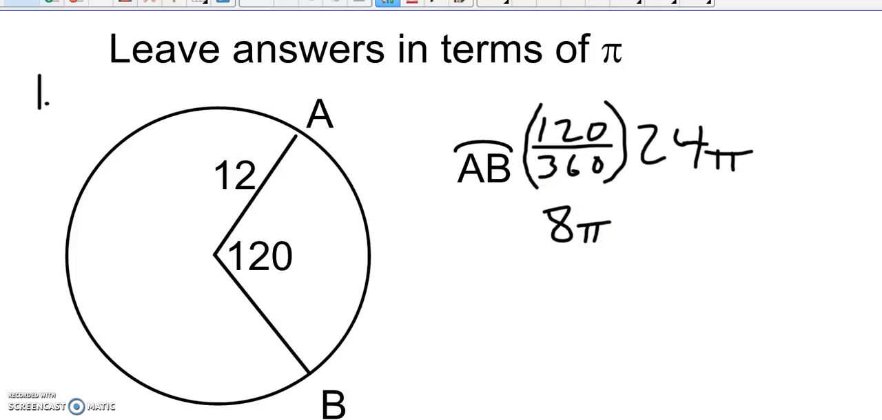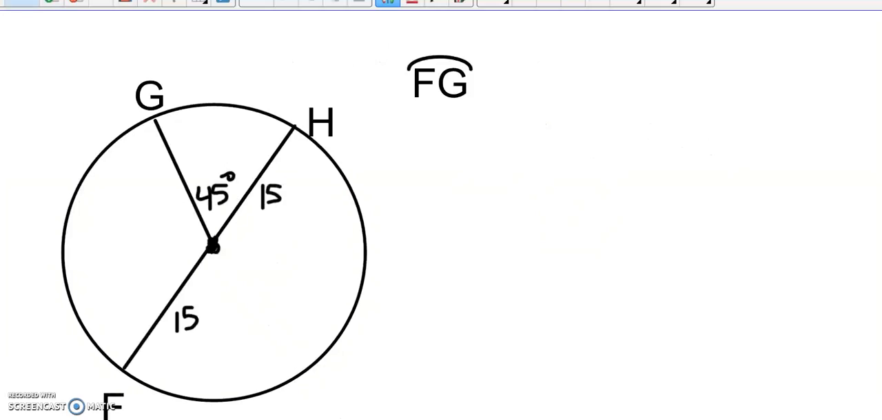All right, we'll do one more that's maybe a little bit tricky. This one wants arc FG, but you'll notice if you look at FG, it's this kind of bigger arc here. I don't know the angle at the center for that one, but I do know the 45 that sits next to it, and this 45 and my angle would have to add up to 180. So I do a 180 minus 45, and I'm going to get 135. So that's the fraction out of 360 that I want, is 135.